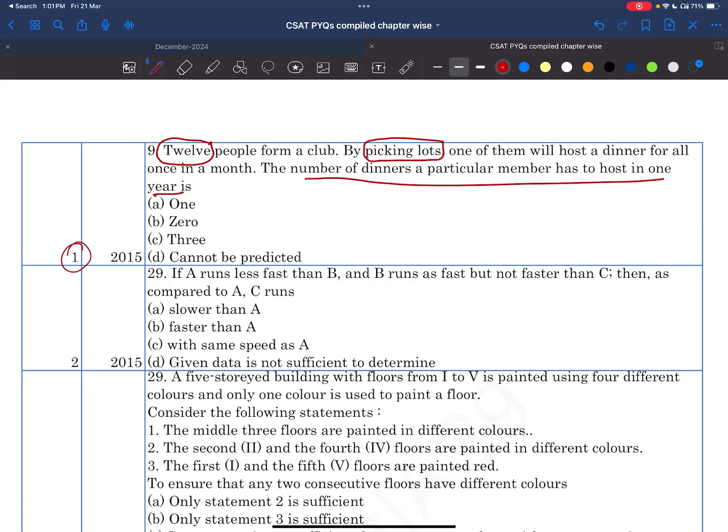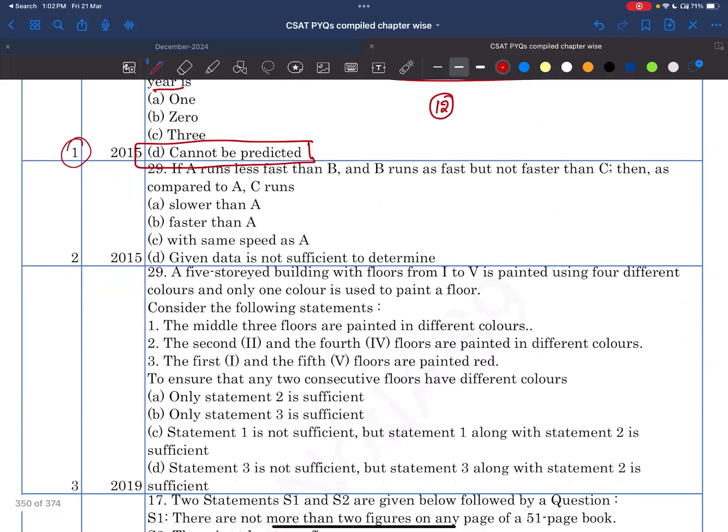See, every month they will pick lots, right? So there is a probability that a single person can host 12 times. That means if you pick up the card, he may get the chance of hosting. So we can't tell whether he is getting 12 chances, 11 chances, or 9 chances. It depends upon the lots. So the answer is cannot be predicted. Now, let's go to the second question.